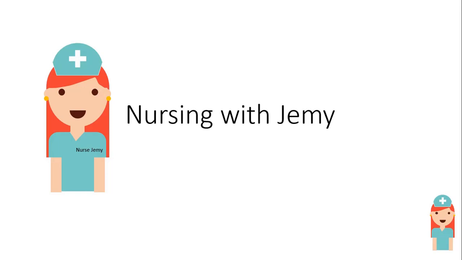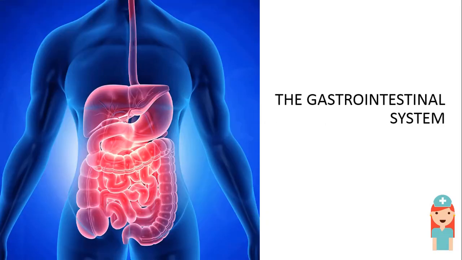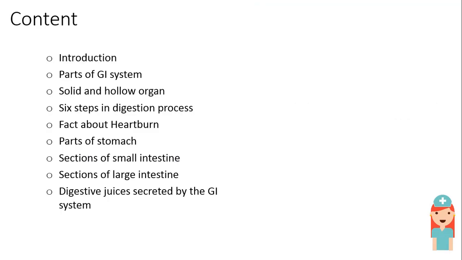Today we are going to learn about the gastrointestinal system. So in this lesson, we are going to learn about the parts of the GI system, the solid and hollow organs, 6 steps in the digestion process, facts about heartburn, parts of the stomach, sections of the small intestine, sections of the large intestine, and last, the digestive juices secreted by the GI system.